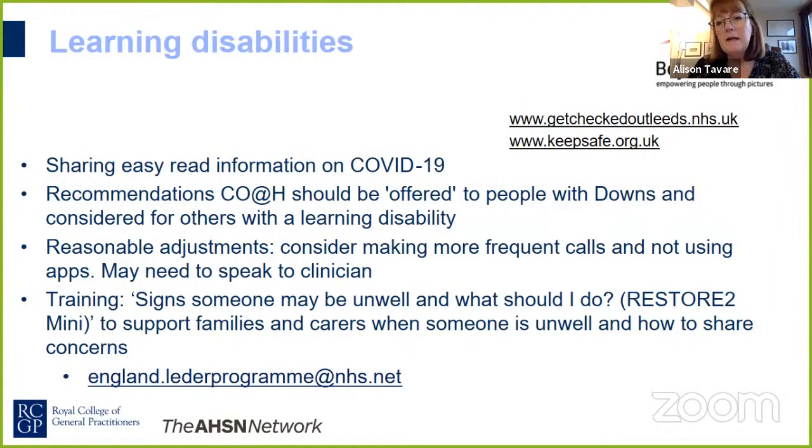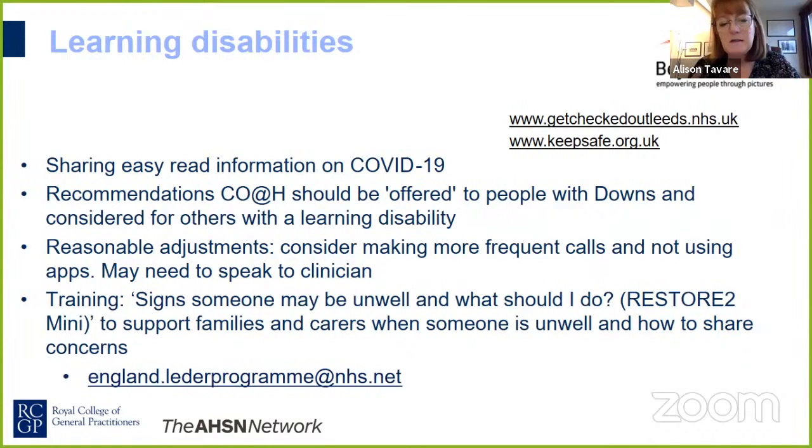And then finally, one of the issues, as I mentioned, was communication. I've been working with the AHSNs and with NHS England Learning Disability team, developing resources to support families and carers when somebody's unwell. We started it some months ago, but it's really opportune. The programme has been co-produced. It's called Signs Someone May Be Unwell and What Should I Do? Based on Restore2 Mini.